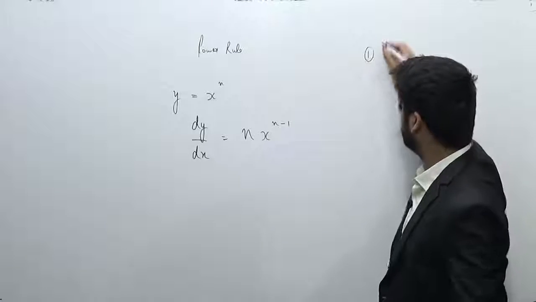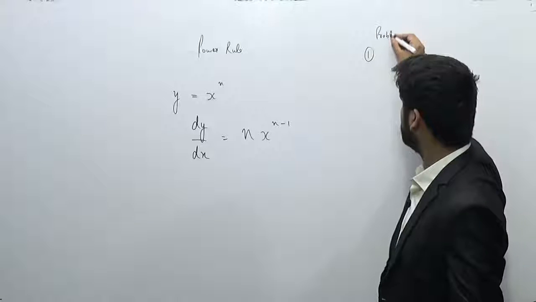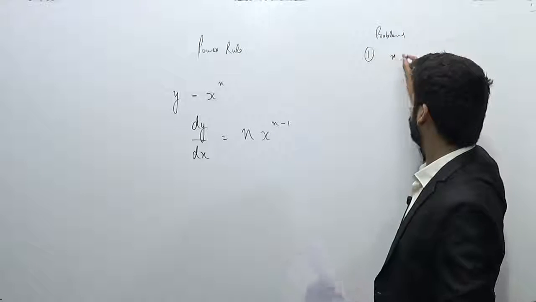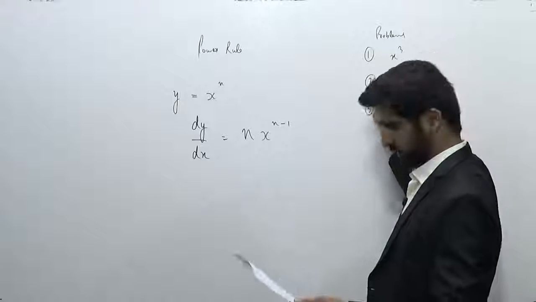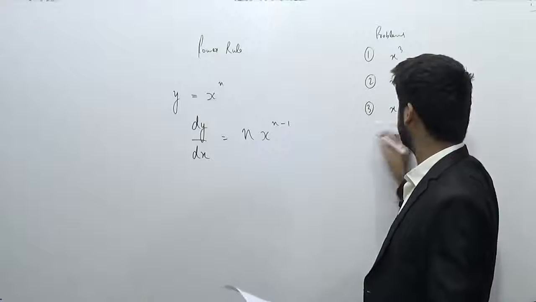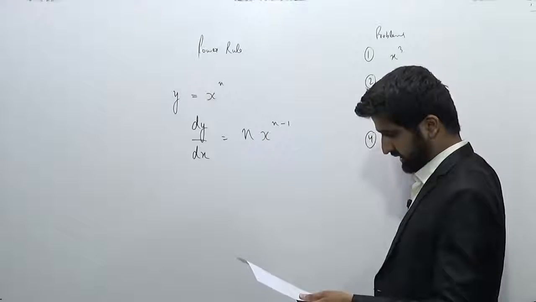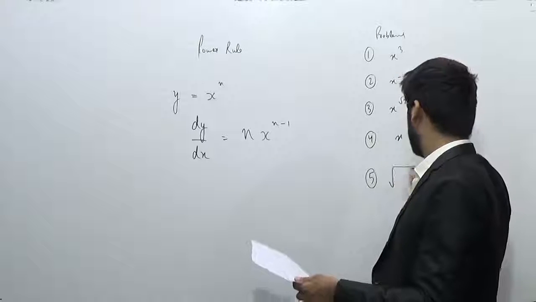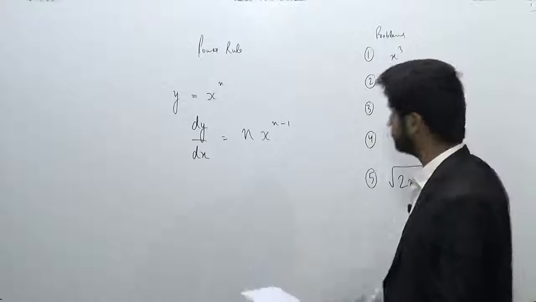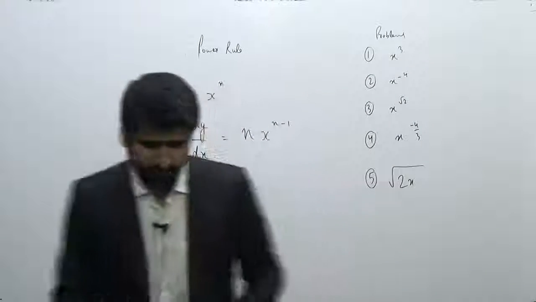So let's do some problems on this one. The first one is x to the power 3. Second is x to the power minus 4. Third is x to the power root 2. Fourth is x to the power minus 4 by 3. And fifth is root 2 x. So just try all these questions.